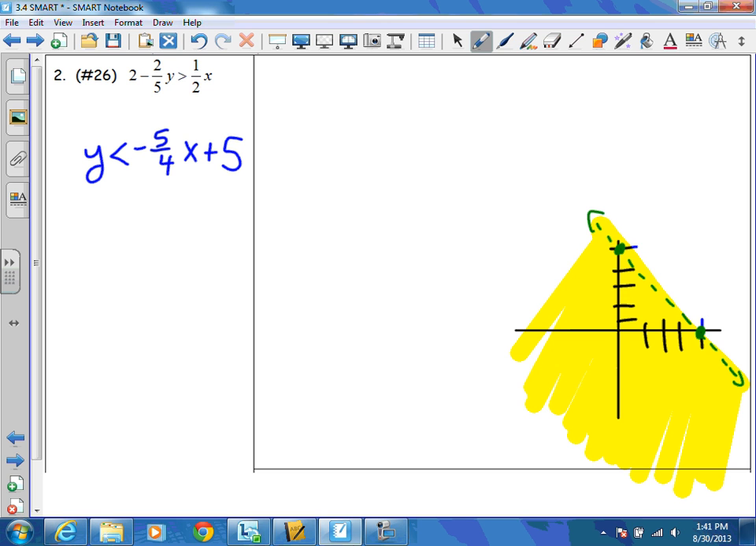True or false, Mallory? True or false? 0, 5 is a solution. No, because it is on the line and the line is that. Shannon, true or false? 0, 10 is a solution. False. Why? It's above the line. Yeah, it's not in the shading. True or false, Andre? 2, 0 is a solution. True. True, because it's in the shading, right?